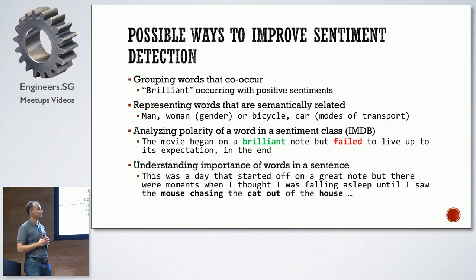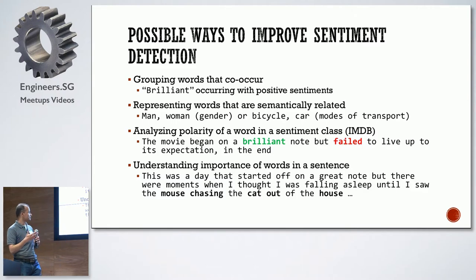In general, if we have a sentence, this attention was actually from images. In images, you have regions of attention, visually attentive regions, which the eyes are attracted to. In text, we've adapted this to text as well. So if we can understand what are the most important words, for this example: this was a day that started off on a great note, but there were moments when I thought I was falling asleep until I saw the mouse chase the cat out of the house.